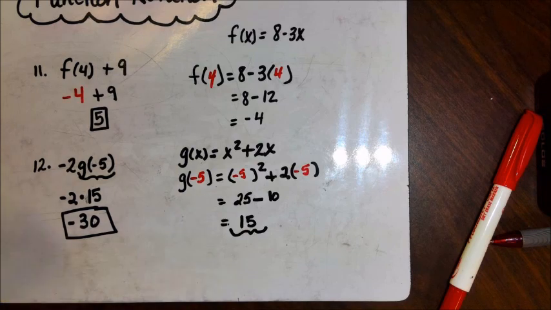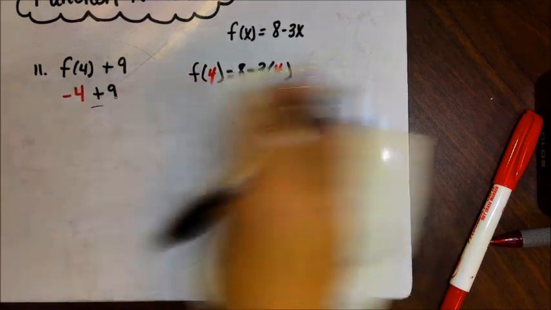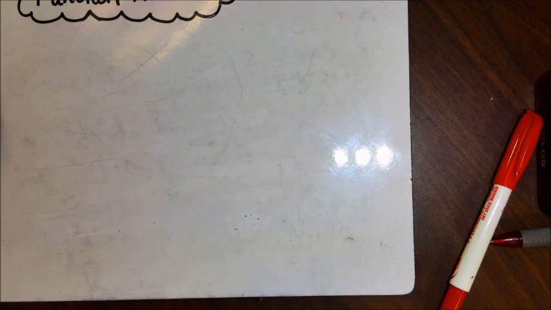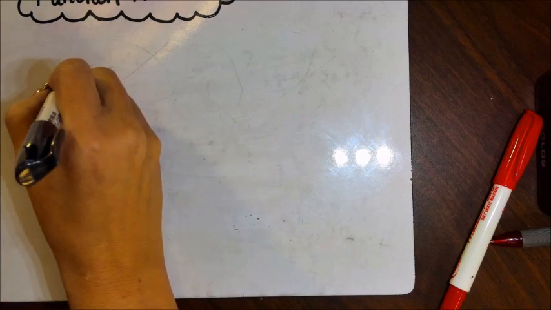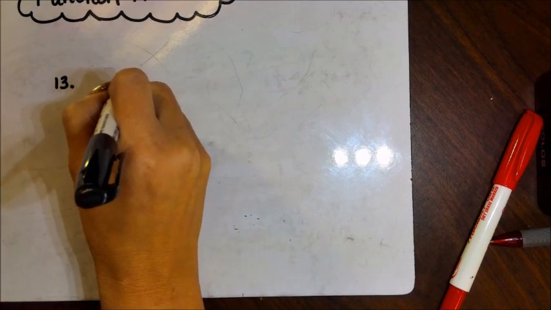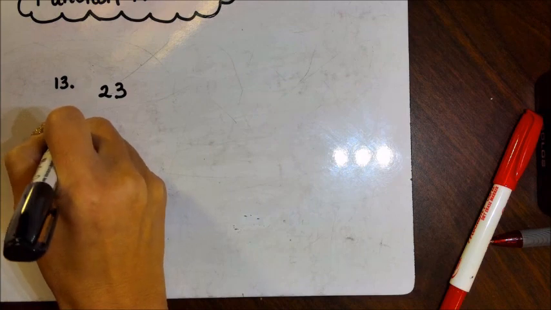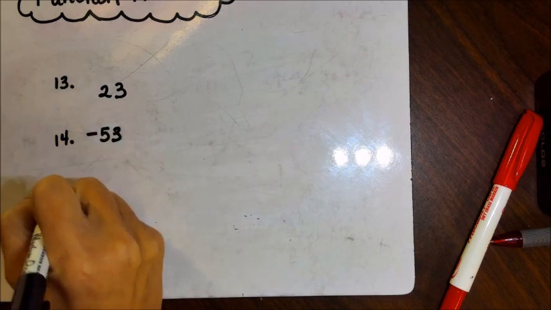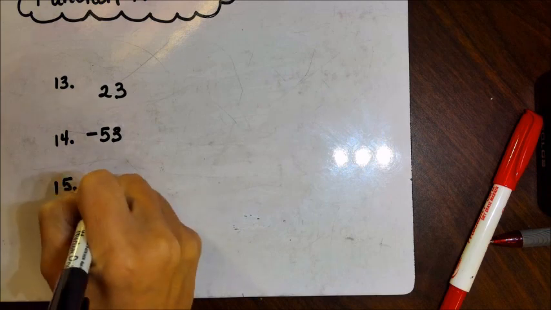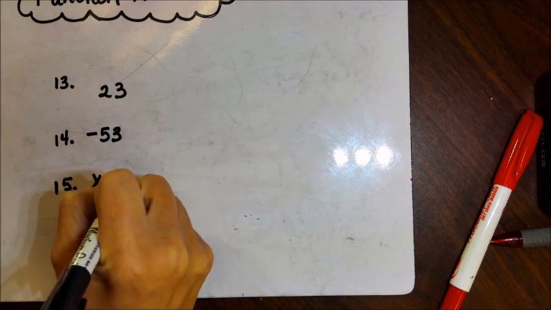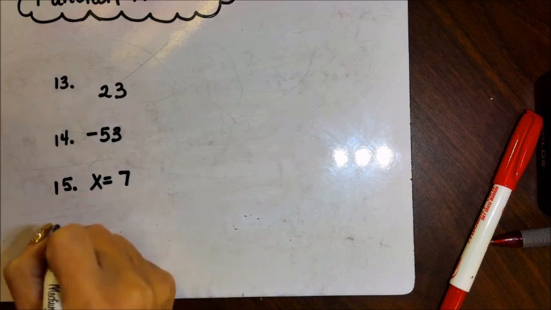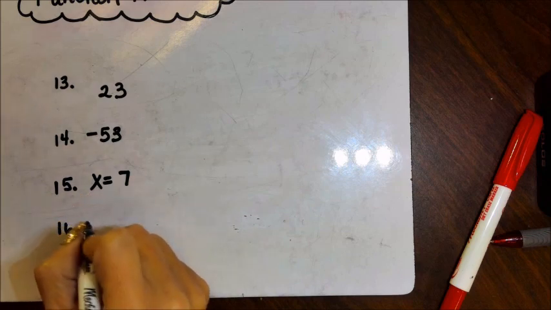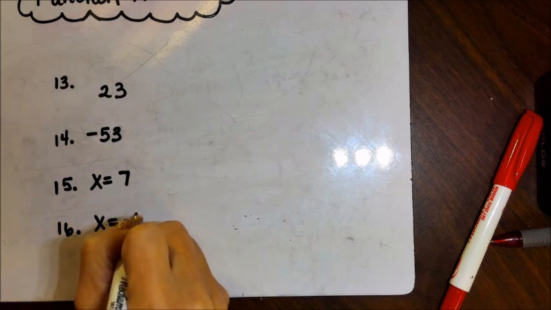Okay, so let me look at some of the other ones. You just have to go slow on those, but here's what I am going to do. I'm going to tell you that number 13, you should get 23. Number 14, you should get negative 53. Number 15, you should get x equals 7. And number 16, you should get x equals negative 16.